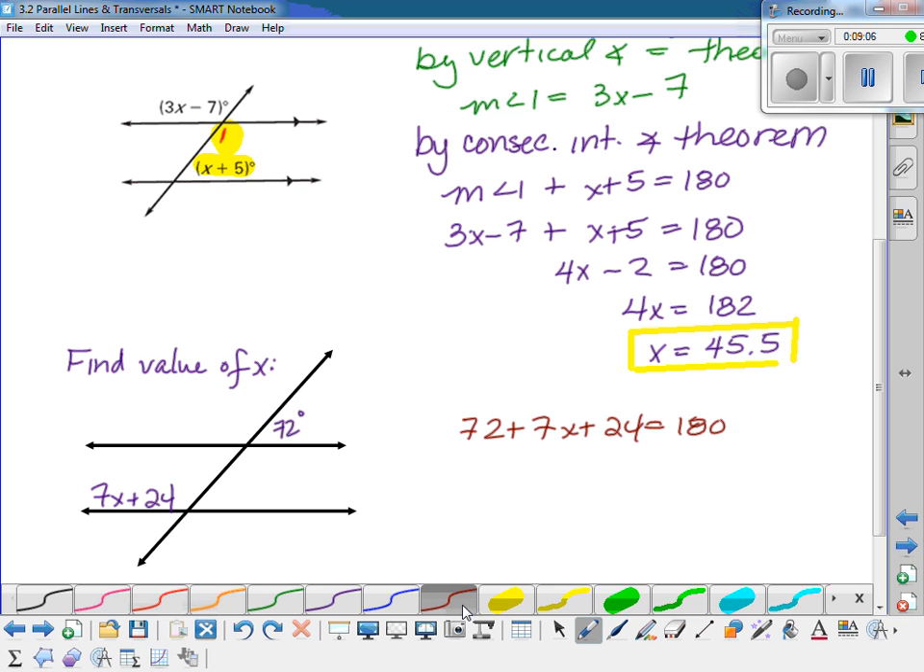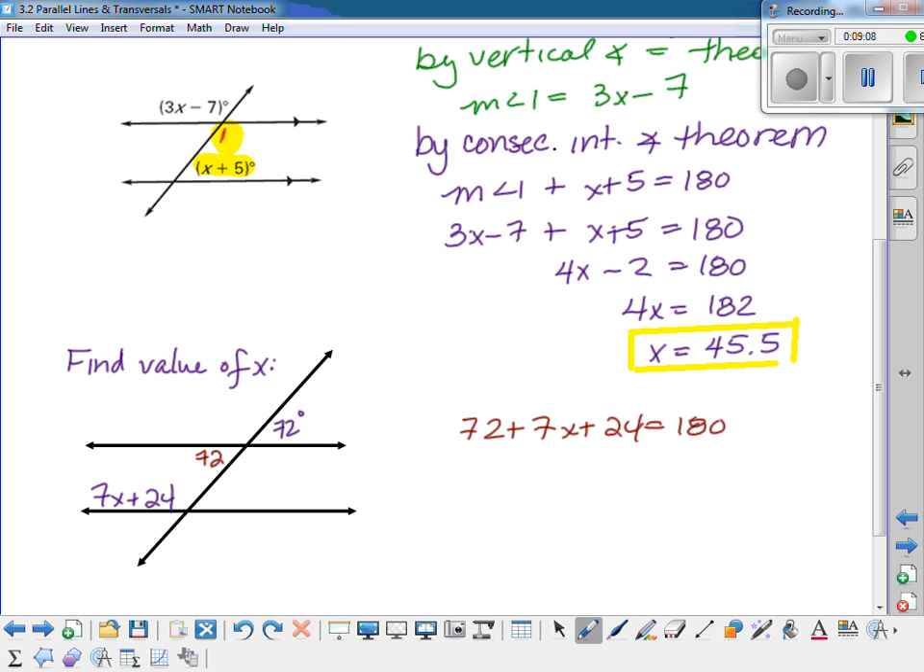Okay, so vertical angles, I know that this angle down here also has to be 72, and now I have consecutive interior angles, so they have to be supplementary. So 72 plus 7x plus 24 equals 180. If you combine like terms, 7x plus 96 is equal to 180, and then subtracting 96, you get that 7x is equal to 84, and dividing by 7, you get x equal to 12.